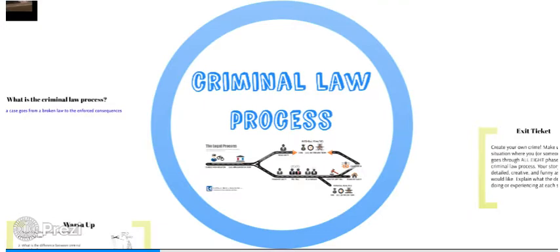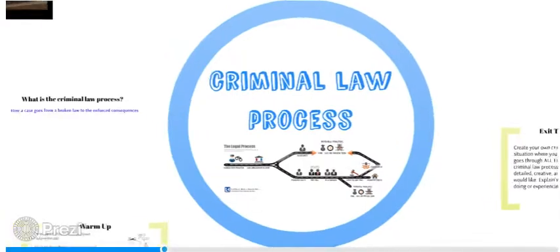Alright, ladies and gentlemen, welcome to the criminal law process. In the last lesson, we talked about criminal law itself and got into types of crime, types of law, and also the two sides in a criminal case, so the prosecutor versus the defendant, someone who is trying to put someone in jail versus someone who is trying to defend themselves. And today we're going to walk you through the process of how you go from someone who has allegedly committed a crime to how they get sentenced and all the steps in between.